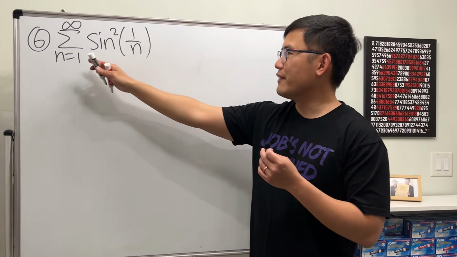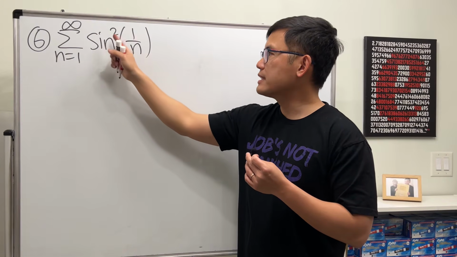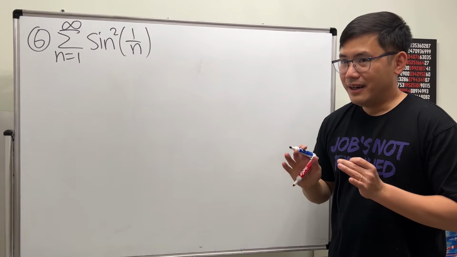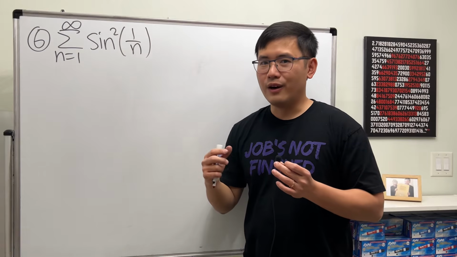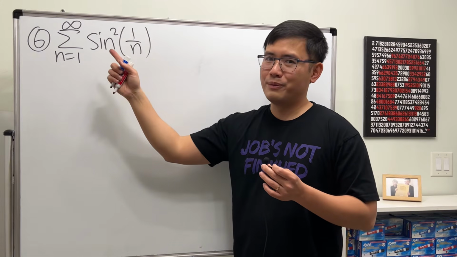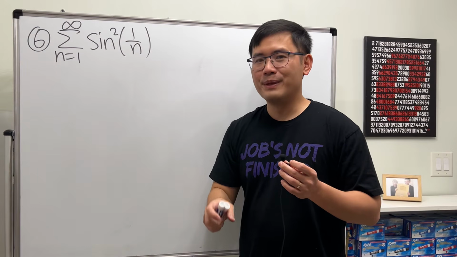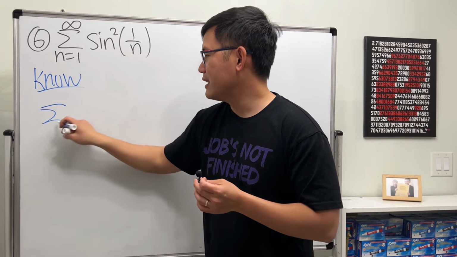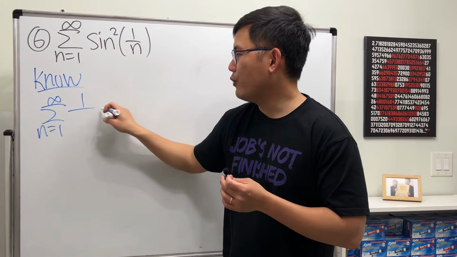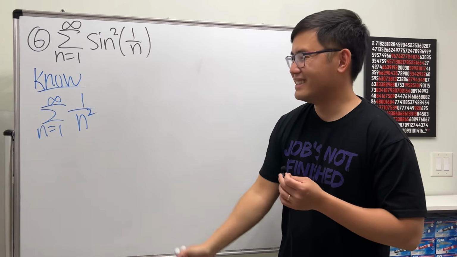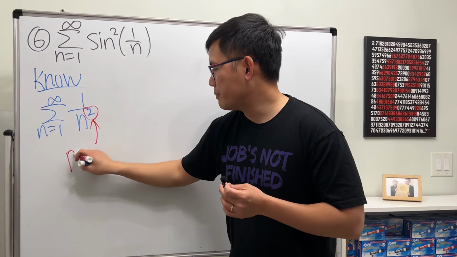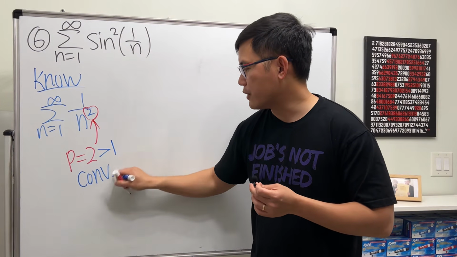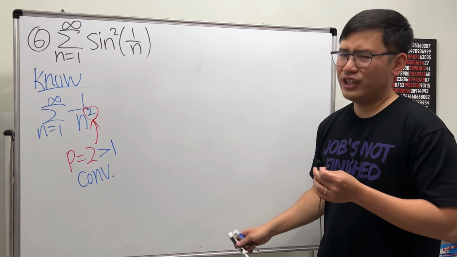Now, what if we have the series as n goes from 1 to infinity of sine squared, and here inside is 1 over n. Earlier, we used the series of 1 over n, but here we have sine squared, meaning sine times sine. So for this one, we are going to use the series as n goes from 1 to infinity of 1 over n squared, and you'll see why. Here, it's a convergent p series because p is equal to 2, which is greater than 1, so this right here converges.